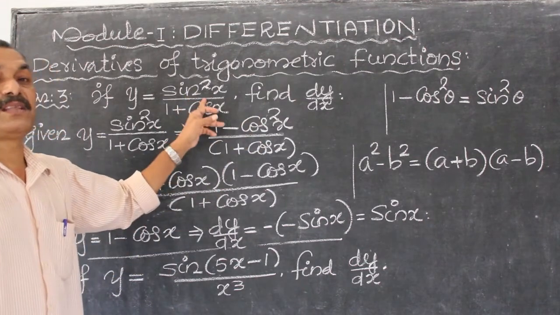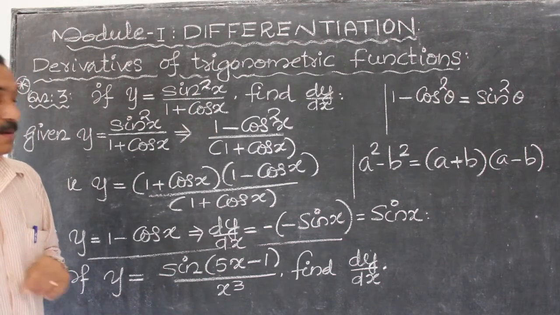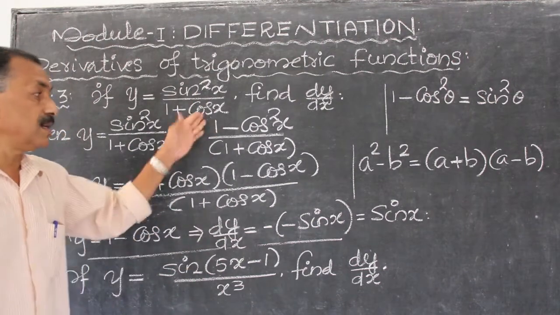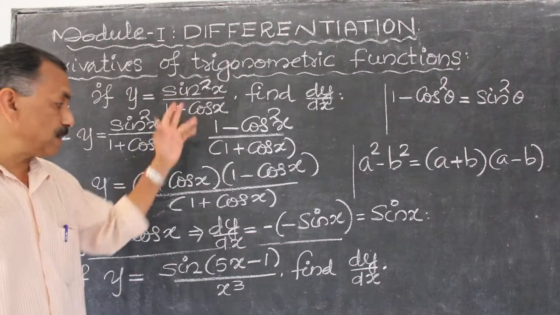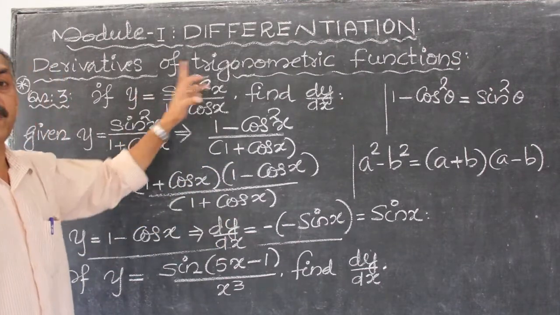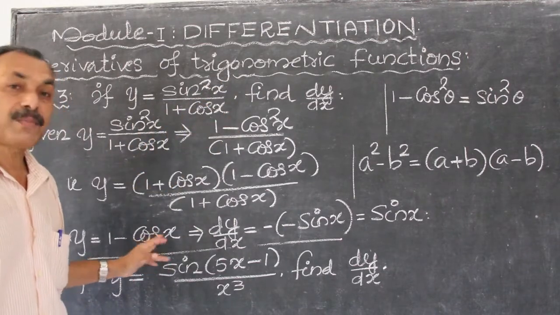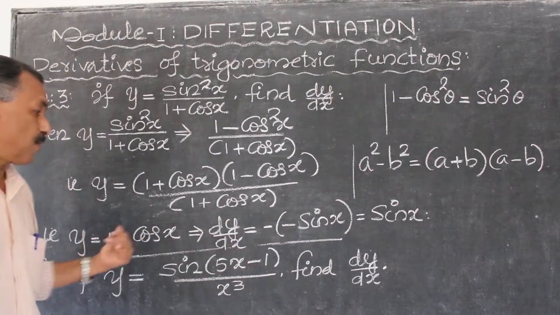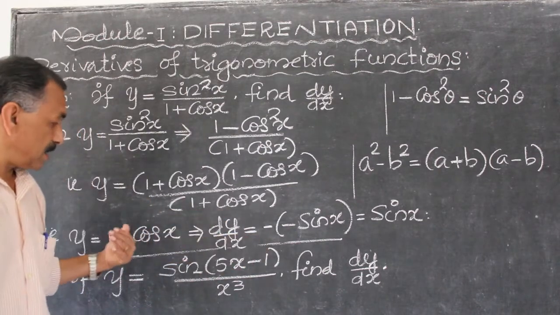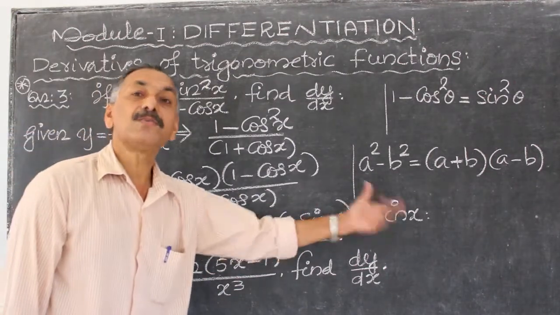ഇതിനെ simplify ചെയ്താൽ you have y is equal to 1 minus cos x. Then what is dy by dx? ഇത് differentiation അല്ല, the simplification. The given problem is simplified to this form. That is y is equal to sin square x divided by 1 plus cos x, that is y is equal to 1 minus cos x. Then what is dy by dx? Derivative of 1 is 0, minus derivative of cos x, minus sin x. Minus of minus is equal to plus sin x.